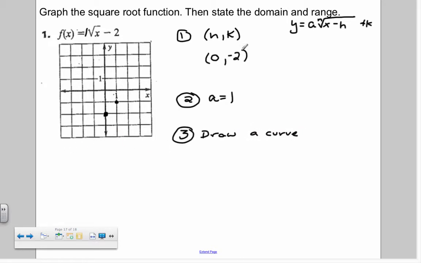So I know this is a square root function, so I know it's going to look like a half of a parabola. And I'm going to start at my starting point, and then I'm going to go through the second point to create my curve. So that is how I do a square root function. So now let's take a look at a cube root function.